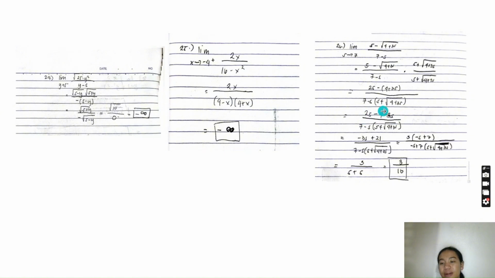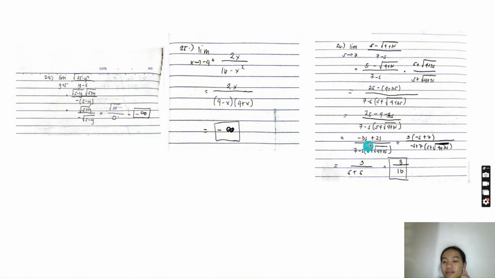From 25 minus 4 minus 3s, it became negative 3s plus 21, since 25 minus 4 is 21, and the negative 3s we just copied. Then we just copied that denominator. So we will find a way for us to have something to cancel.